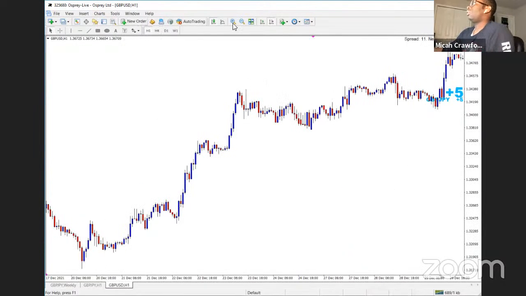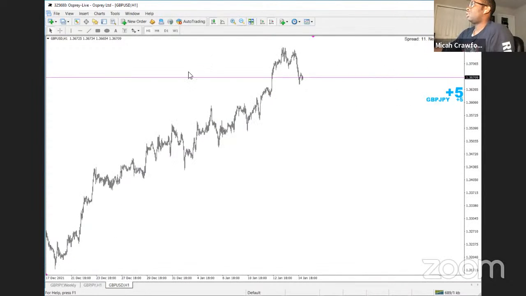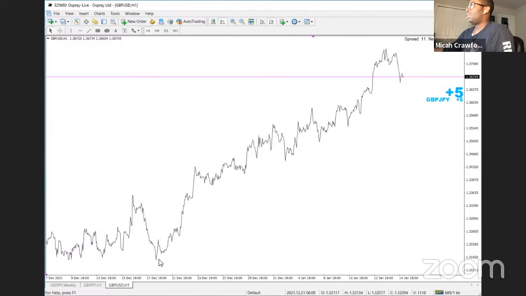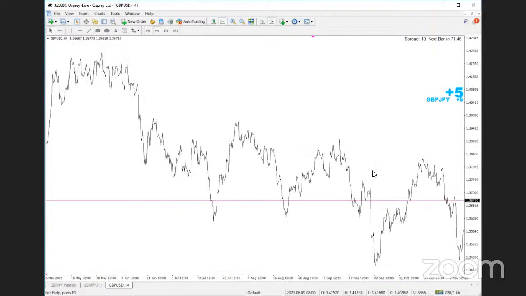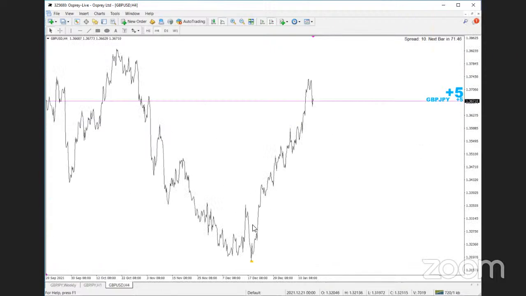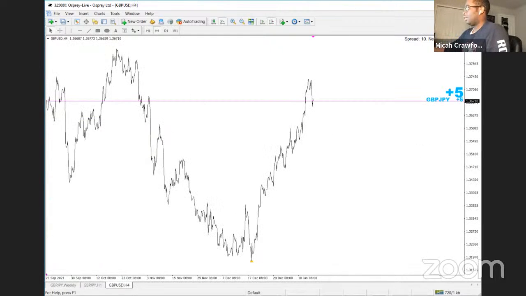Okay, so let's start here. I think this is a really good starting place. Okay. Would we not agree that this is our low right here? And we said 4 hour. Okay, very good. This is our low.